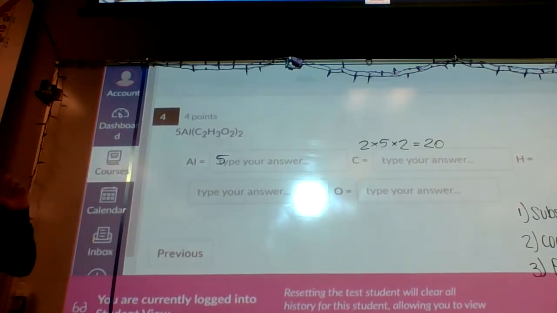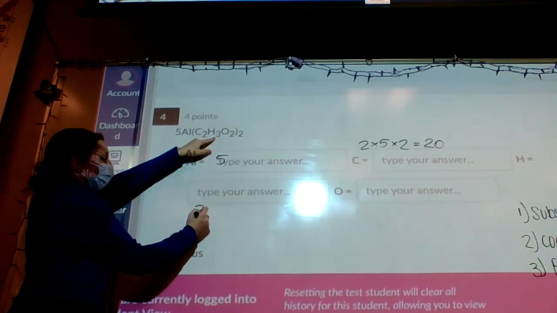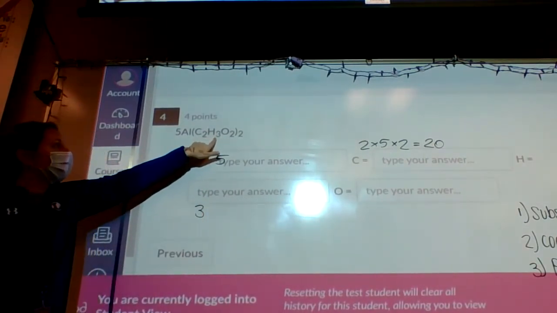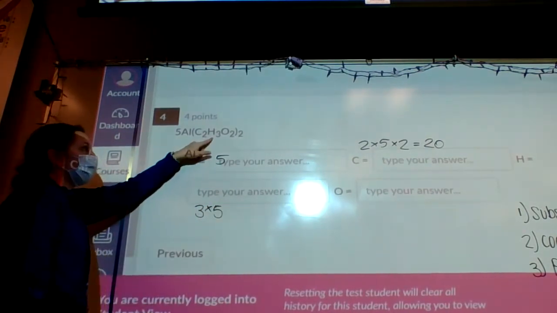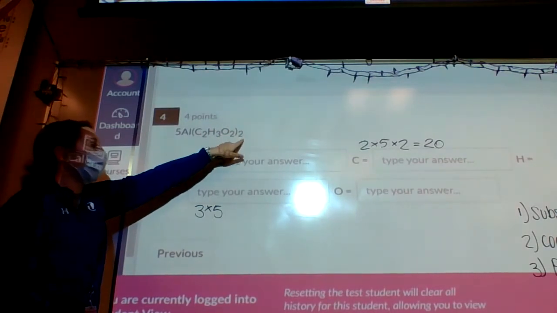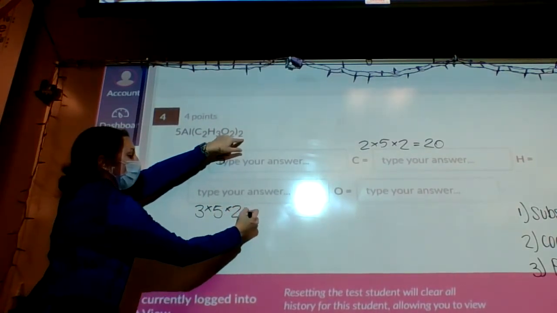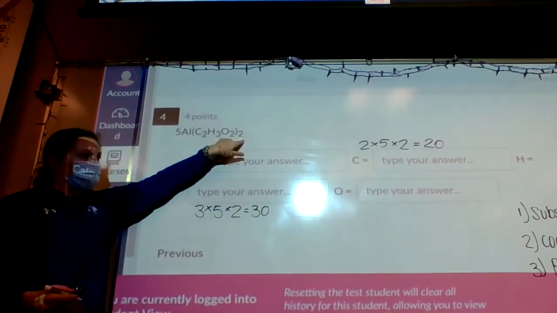Okay, our hydrogens. It has its own number, I'm going to write that down. Is it affected by a big number? Yes, they all are. Is hydrogen affected by the parentheses? Yes, because it's in those parentheses, so it has to also take that 2. 5 times 3 is 15, times 2 is 30 hydrogens.